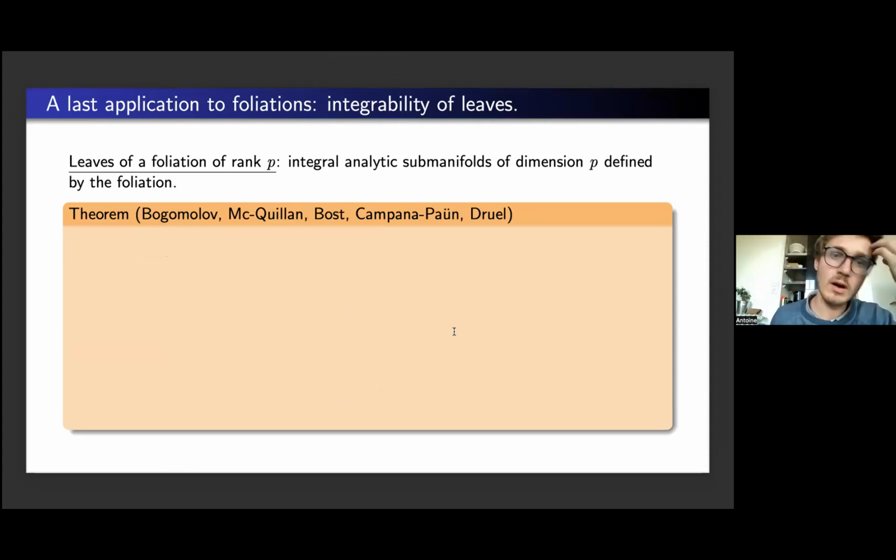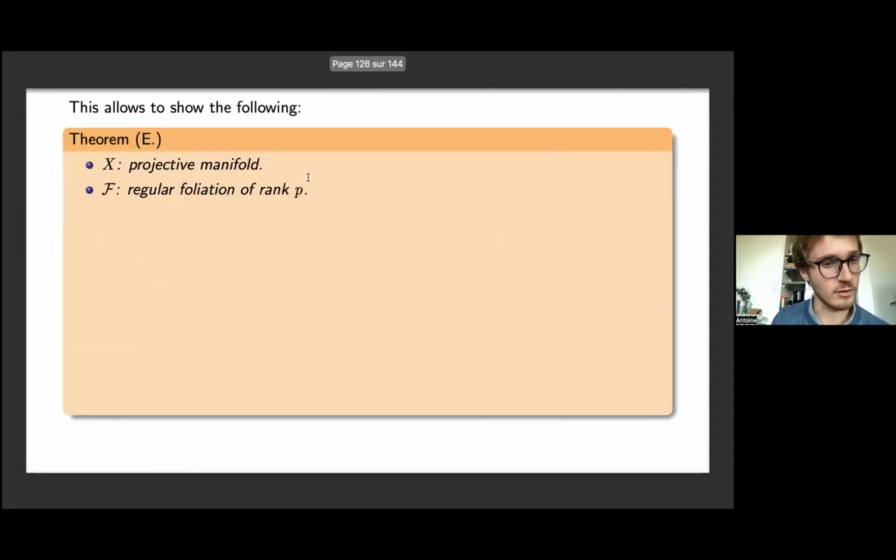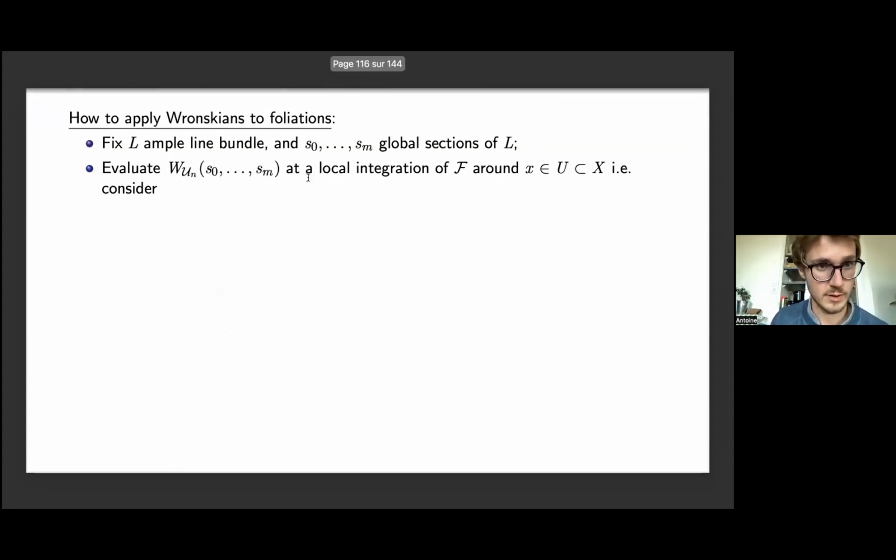And as a last application, I'd like to discuss the integrability criterion of leaves of a foliation. So what is a leaf of a foliation? By definition, it is an integral analytic submanifold of dimension P defined by the foliation. So what do we mean by that? I'll go back a bit backwards.